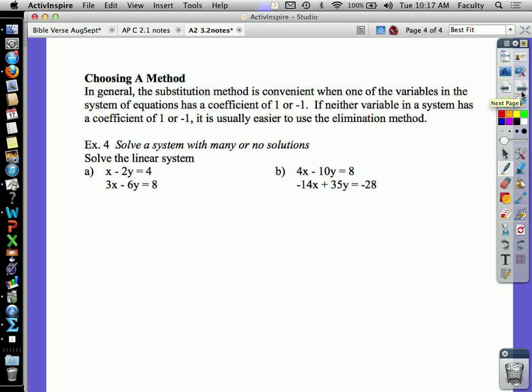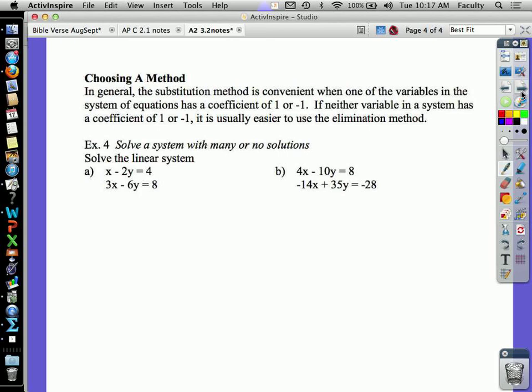All right, choosing a method. I've already stated this, but we'll just go over it again. The substitution method is convenient when one of the variables in the system of equations has a coefficient of 1 or negative 1. If neither has a 1 or negative 1, then use the elimination method. All right, example 4, solve a system with many or no solutions.